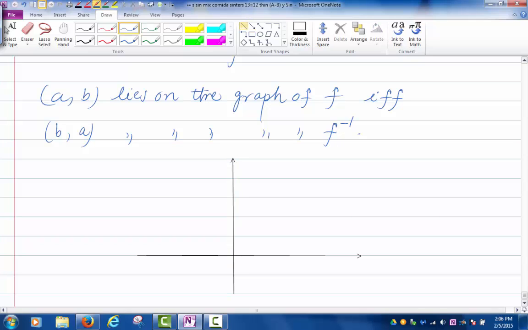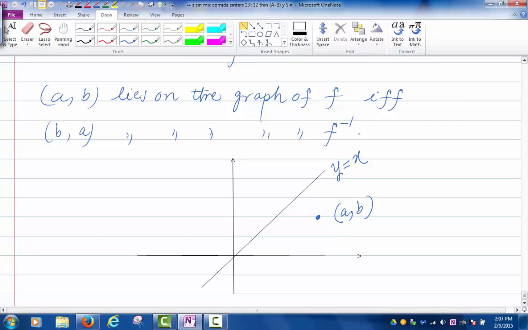And let's say I have the line y equals x right here. Let's say this is the line y equals x. And if I have that this point here is AB, then what's the position of the point BA? What's the position of the point BA?